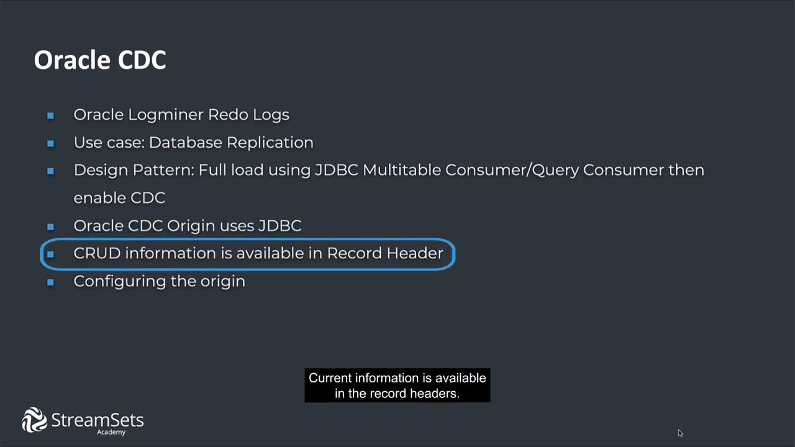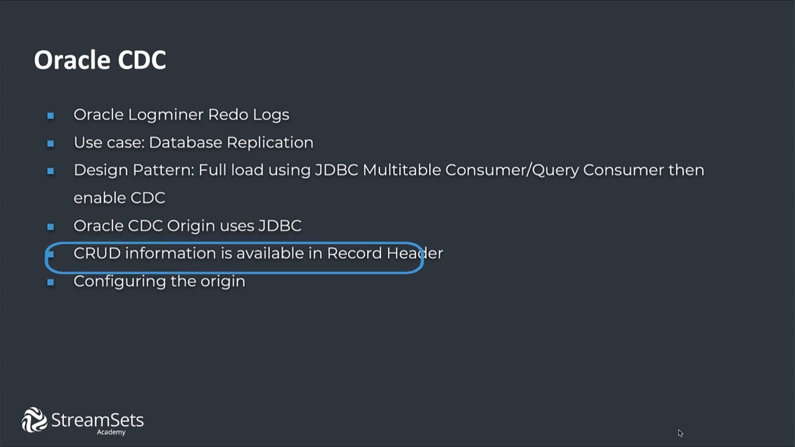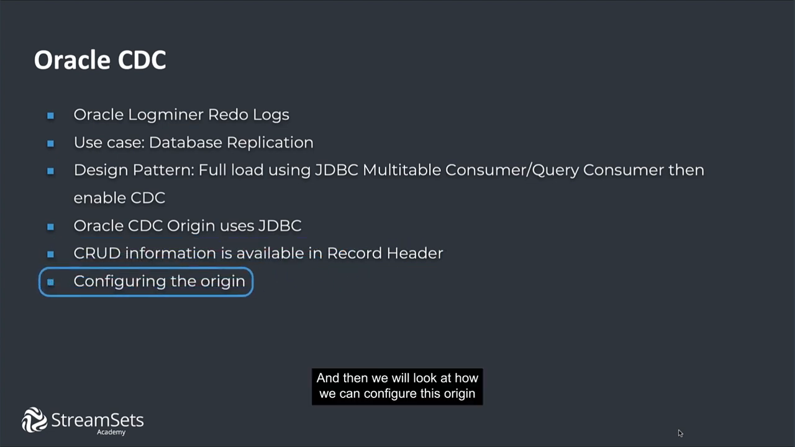CRUD information is available in the record header, so it tells you exactly which records changed, whether it's an insert, an update, or a delete. If it's an update or delete, it will give you the old data, and in case of a delete, it will tell you what has been deleted. You can use that if you want to do it manually, or if you plug it in with Snowflake, then it automatically makes those changes on the Snowflake database as well. And then we will look at how we can configure this origin.